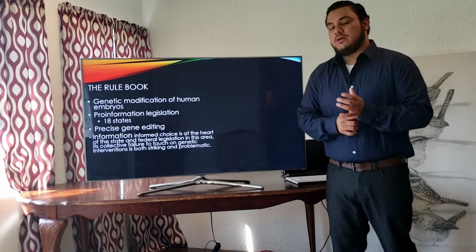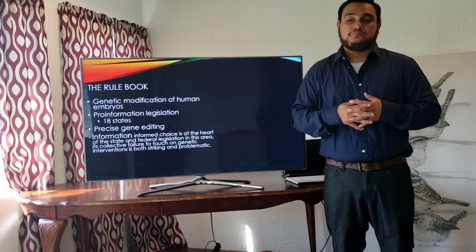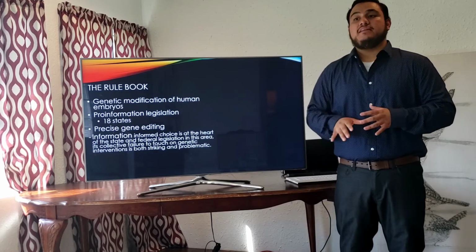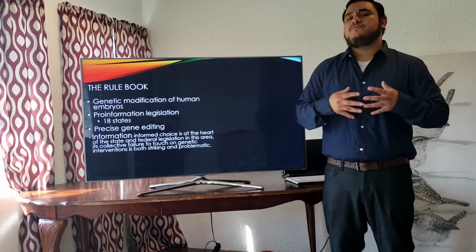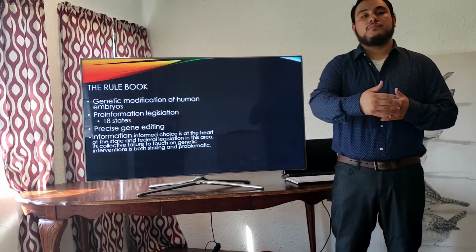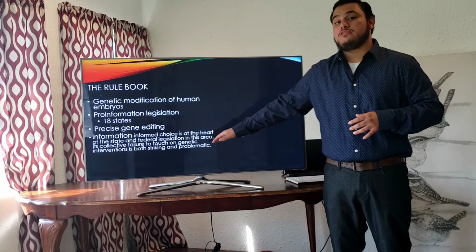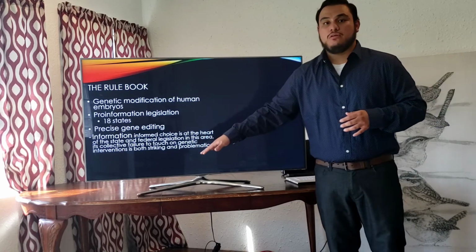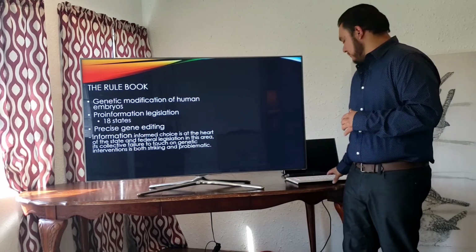So next, I want to talk about something I call the rule book, since we're talking about children. Currently, in 18 states, it is mandated that women who are pregnant should know if their child will have some type of genetic condition and how the life of that child will be. However, there are no laws regarding that these women should be told about CRISPR and the progress being made in CRISPR, that perhaps in the future, CRISPR may be able to alter the future of this child's life.